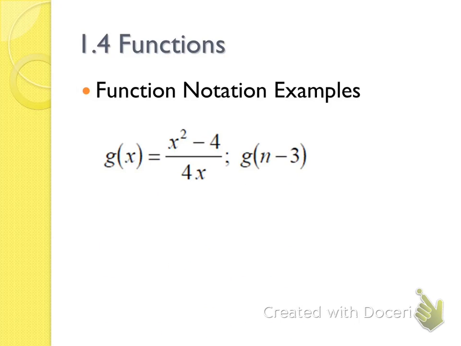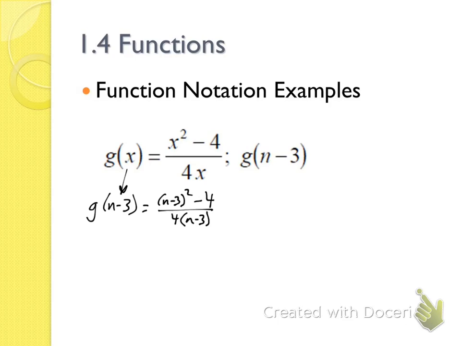How about this? G of x equals x squared minus 4 over 4x. And they want to find g of n minus 3. So we want to do g of n minus 3. So now my input is an expression. Everywhere that there used to be x is going to be replaced with n minus 3. So that becomes n minus 3 squared minus 4 over 4 times n minus 3.